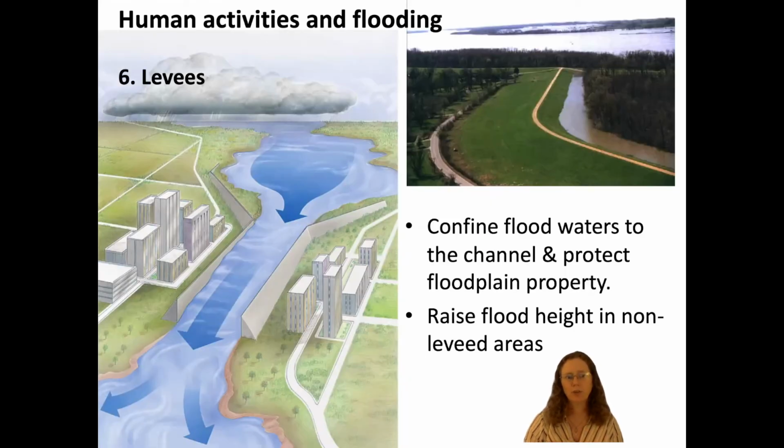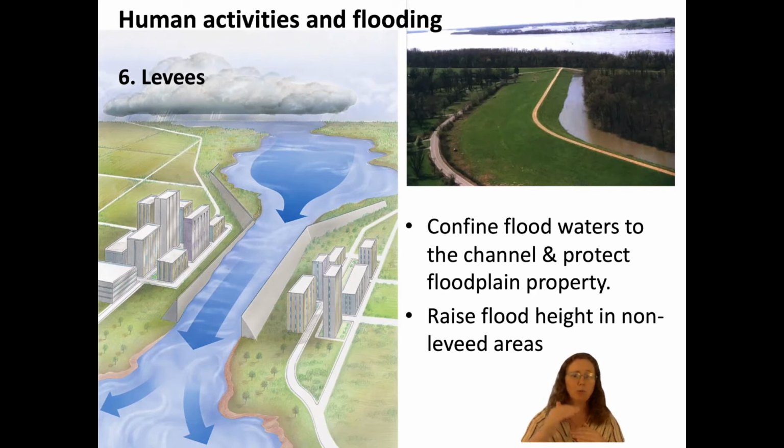Levees are another strategy that people have used to try to control floods. Levees are walls built along rivers to protect property on the floodplain. They confine floodwaters to the channel and keep the floodplain from flooding. This can be very valuable if cities or other critical infrastructure were built in the floodplain.